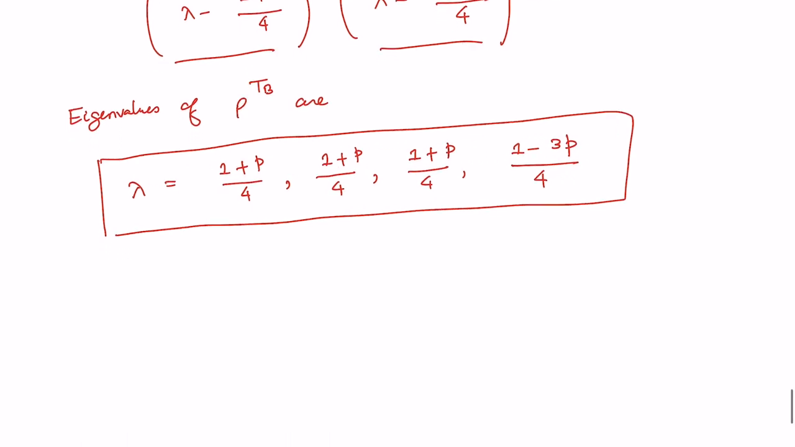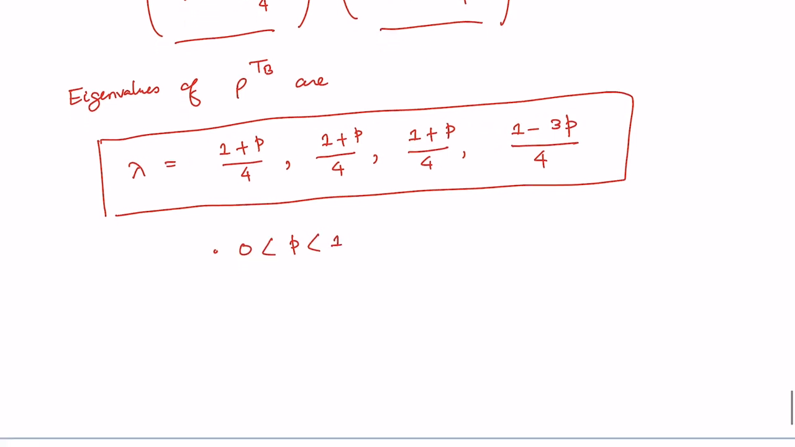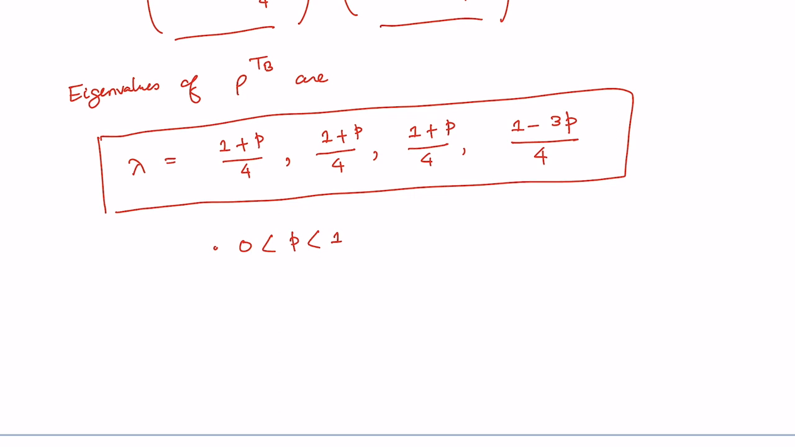Now you see p lies between 0 and 1, right? So the first three eigenvalues are positive.